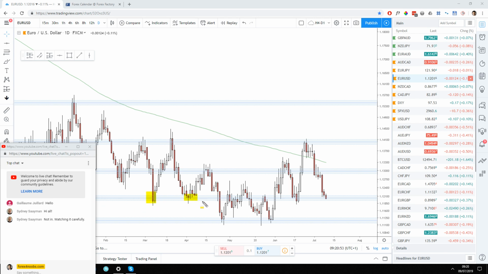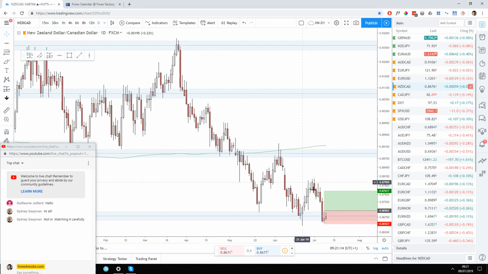We have bounces. So 1, 2, 3, 4, 5 bounces. Even a small wick bounce here. So pretty significant support area. It's hitting it again. Let's see what happens if price stalls here.